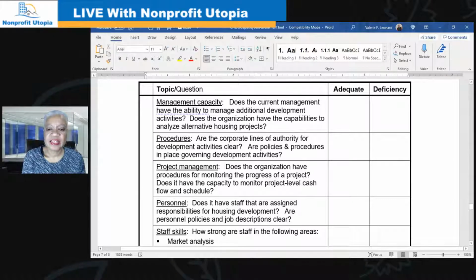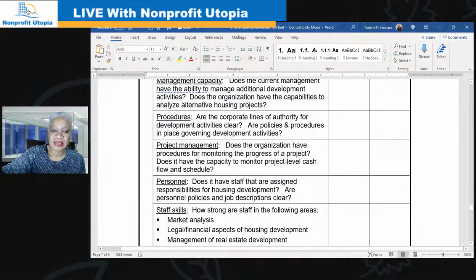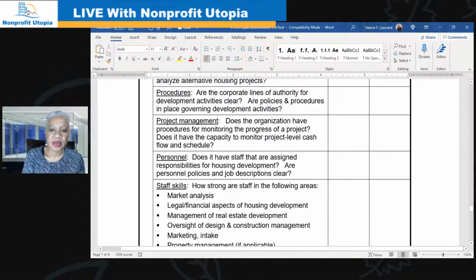Management capacity. Does the current management have the ability to manage additional development activities? And does the organization have the capacity or capabilities to analyze alternative housing projects? And again, if you're not doing housing, do you have the capability to analyze current opportunities that are before you? Are there corporate lines of authority for development? Are they clear? Are the policies and procedures in place governing development opportunities and activities? And if you're not in housing, you would adjust this accordingly. Make sure that you have corporate lines of authority for all of your activities, for all your programs and services. Are policies and procedures in place for your programs and services?